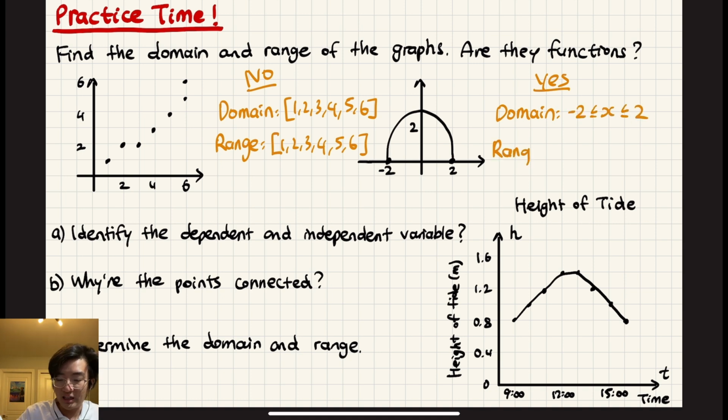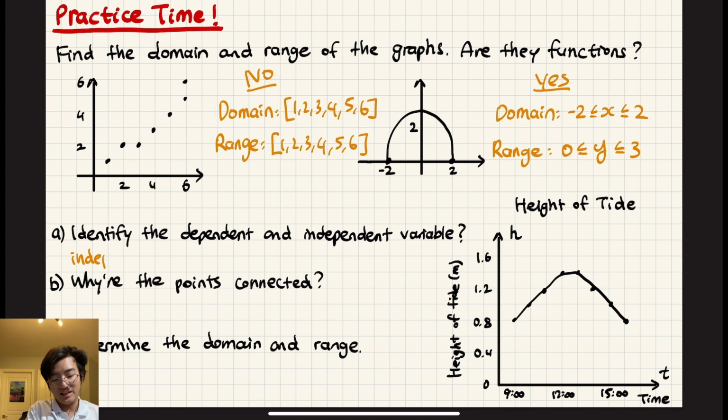And now for the range, aka the y values, notice that the top of this graph is a 3, and it doesn't go lower than a 0, right? Because we're pretty much going from the bottom of the y-axis to 3. So the range is just between 0 and 3, right? Just like that. Okay, lastly, we got the height of the tide here, dependent, independent, right?